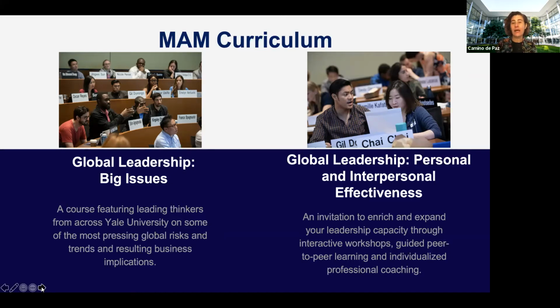perspectives as you shape your future career, so that you have in mind not only the business or the industry that you would be getting into, but also the context in which that business or that industry operates. And then the other core course is Global Leadership: Personal and Interpersonal Effectiveness.